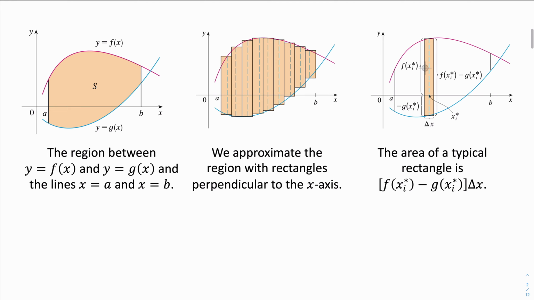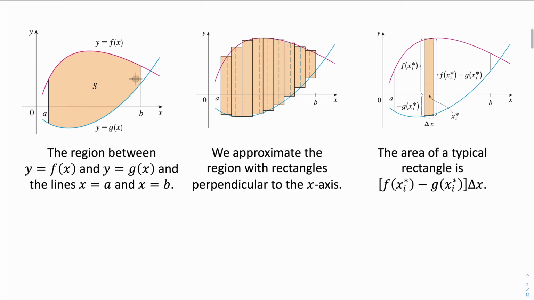And if you're trying to find the area of this rectangle, the height of this rectangle is going to be the y value here of this function minus the y value here of this function, right? Because that's how you find the distance between two points vertically. And then we would multiply by the width of our rectangle, which is just going to be some delta x. And that would be the area of a typical rectangle if we were approximating using rectangles.